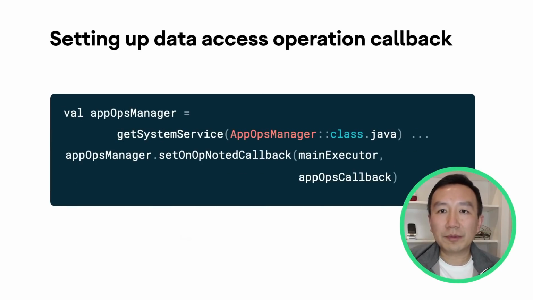This shows how to set up a callback for data access through the AppOps Manager class. If you want to consistently track it for the entire app, you can set it up within Application onCreate. Let's say you want to localize it to a particular part of your app. You could do it within Activity onCreate.